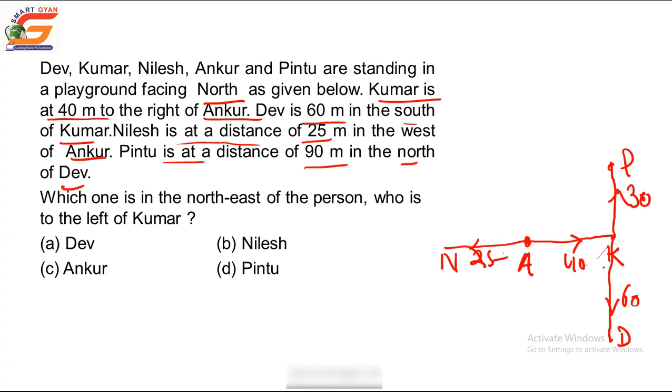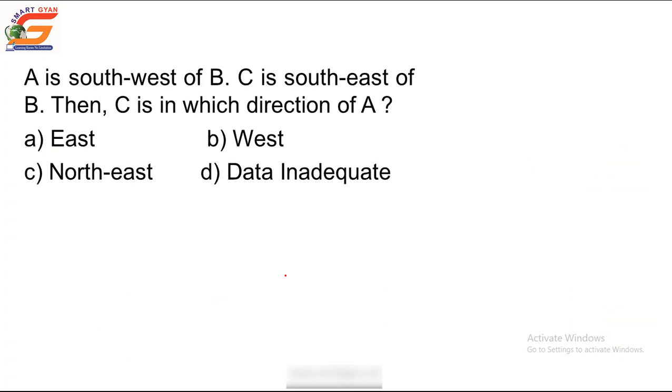This is the final diagram. Then what is the question? Which one is in the northeast of the person who is to the left of Kumar? Who is to the left of Kumar? Left of Kumar is Ankur. And then the question is which one is in the northeast of this person? This is the center of the diagram, this side is east and this side is north. So obviously this will be northeast, that is, Pintu is in the northeast. Pintu is in the northeast of Ankur as well as of Nilesh. So here your answer is choice D.